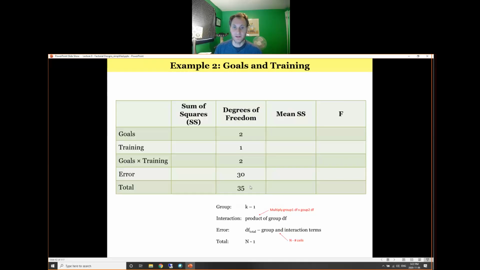Remember that we had 36 people total, so we had N minus 1 total degrees of freedom. And our error degrees of freedom is just the difference between our total degrees of freedom and the main effects and interaction terms' degrees of freedom. So in this case, 30.